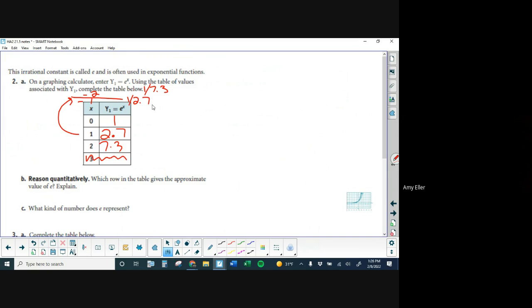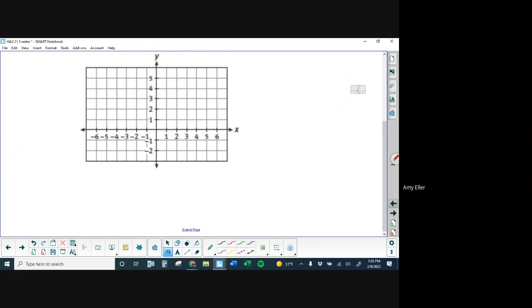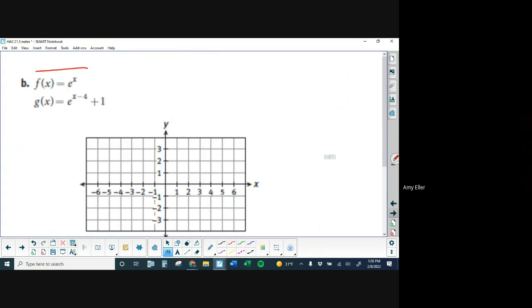So this is a new parent function. That one we'll use a lot. It may be at most 1 question on a quiz, and the other ones would be like 3 or 4 questions. Let's do, I don't know which one you guys want to do. 4A, B, or 5A, B? 4B. Okay, so please plot this parent function on 4B. The parent function is listed, plot it.